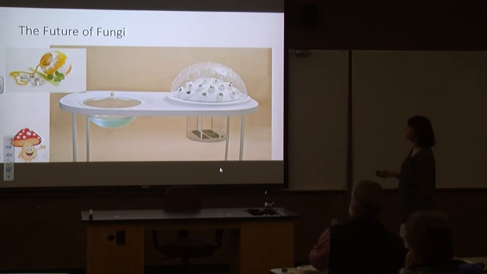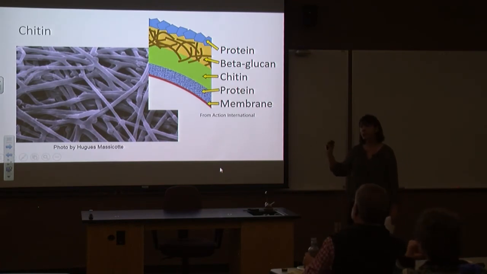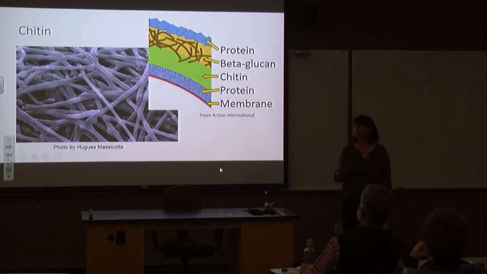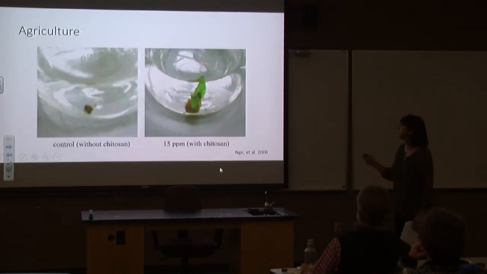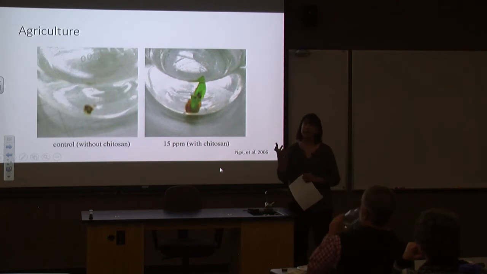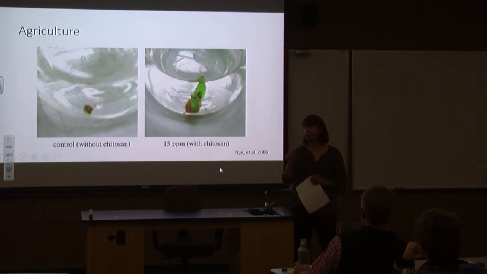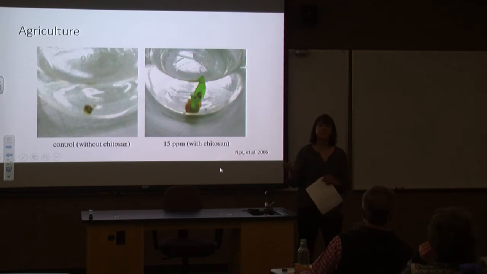So that's going to bring me to the future of fungi. And so as I talked about using the chitin from fungi to produce this chitosan, one of the things that it can be used for is in agriculture. So it has antifungal and antibacterial properties. And so they find that when they treat seeds with this, they also germinate quicker, and it activates their own sort of defense mechanisms. And so they are more hardy.